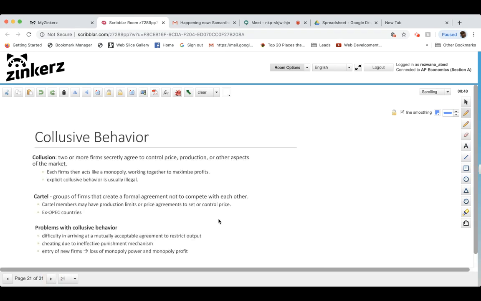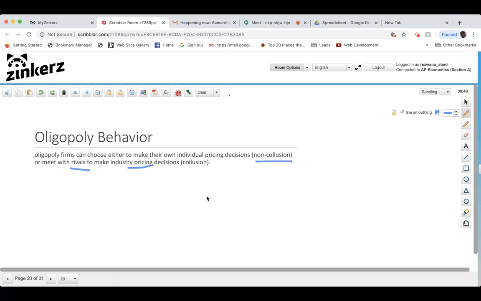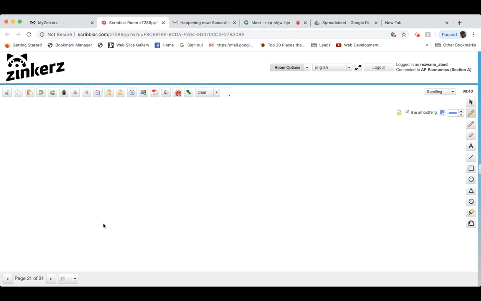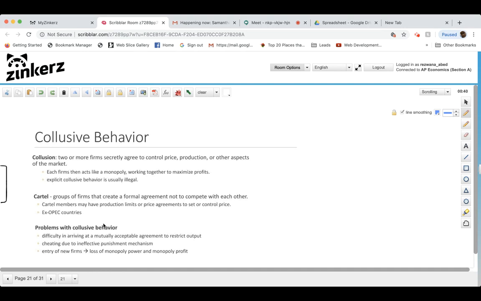I have a question. Yeah. So collusion is illegal. So why do firms meet up to make pricing decisions? Yes, it's definitely illegal, so they don't do it openly, they try to do it secretly. But there are lots of benefits for them to try to collude, because then they can act like a monopoly.